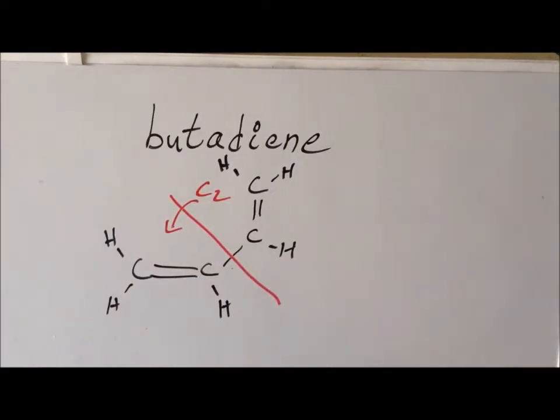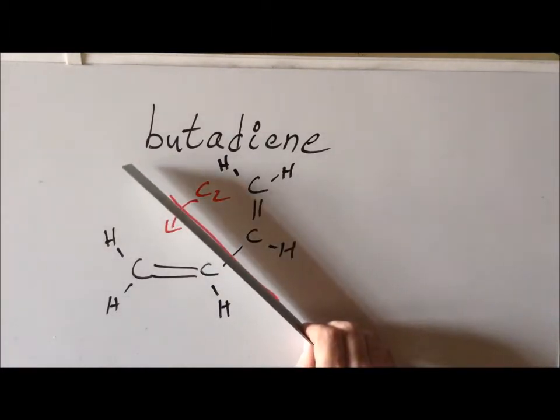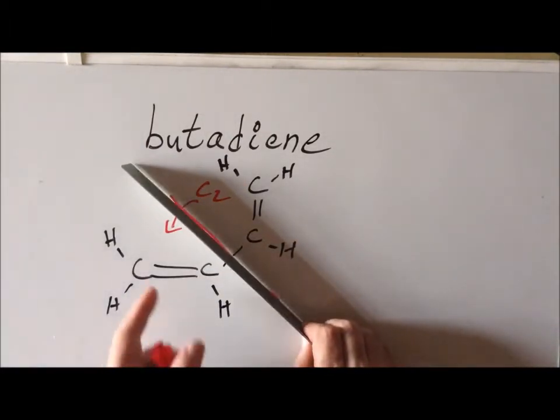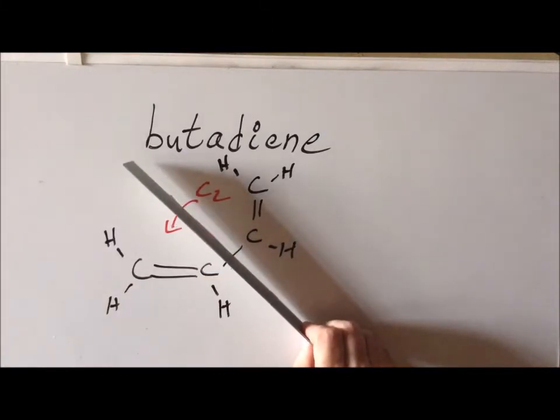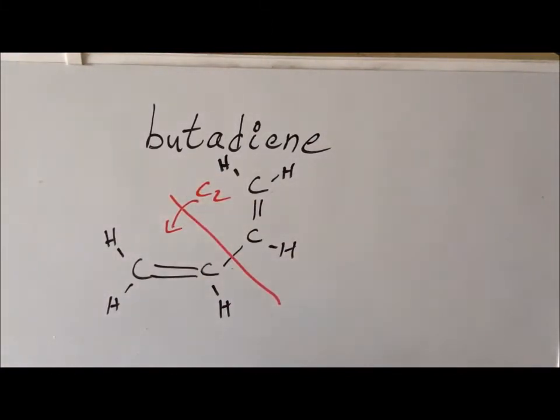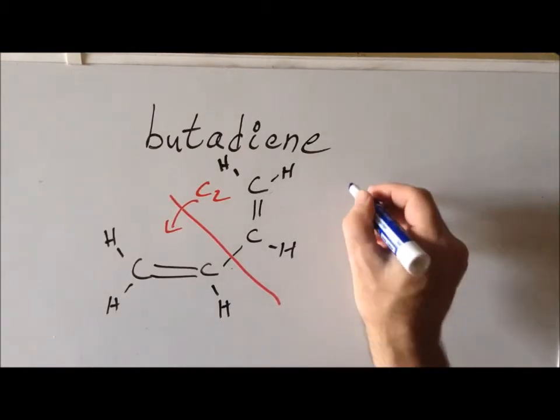We also have a mirror along this plane here, and it reflects the lower left with the upper right of our molecule. So we have the identity, we have a C2, and we have 2 sigma V's. So that's a guarantee that we have a molecule that belongs to the point group C2V.